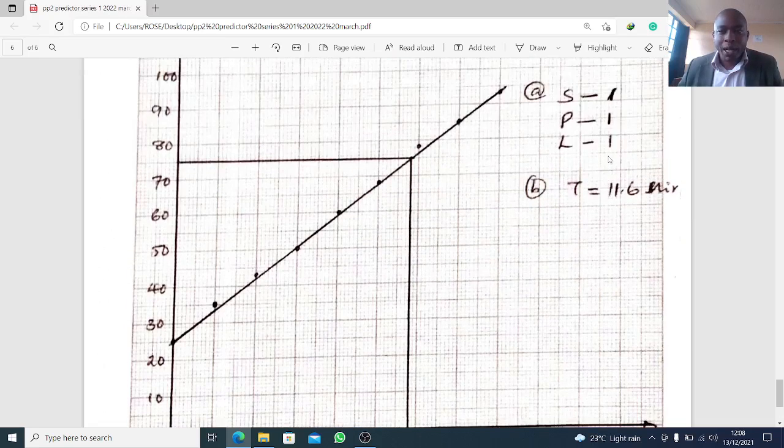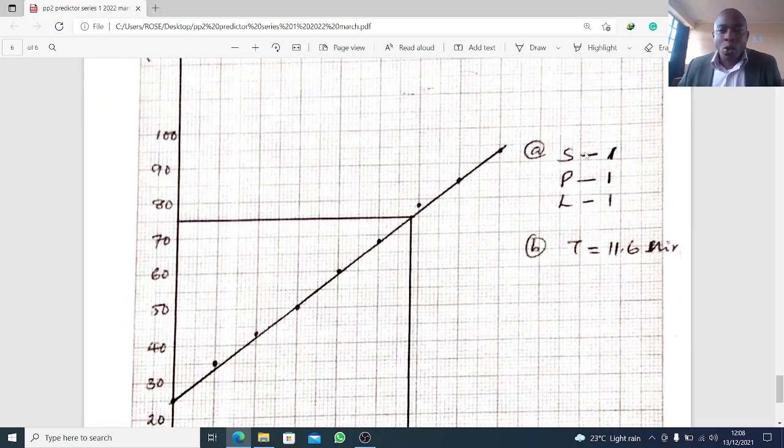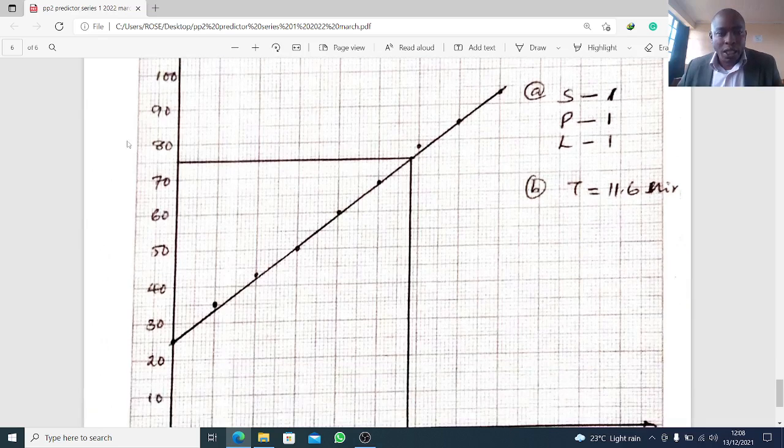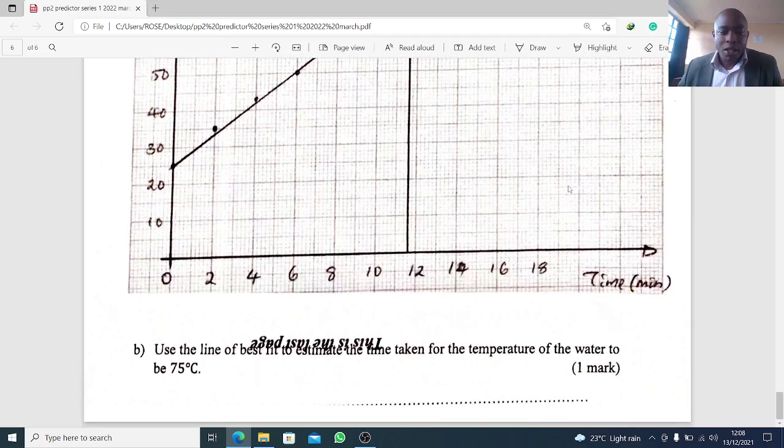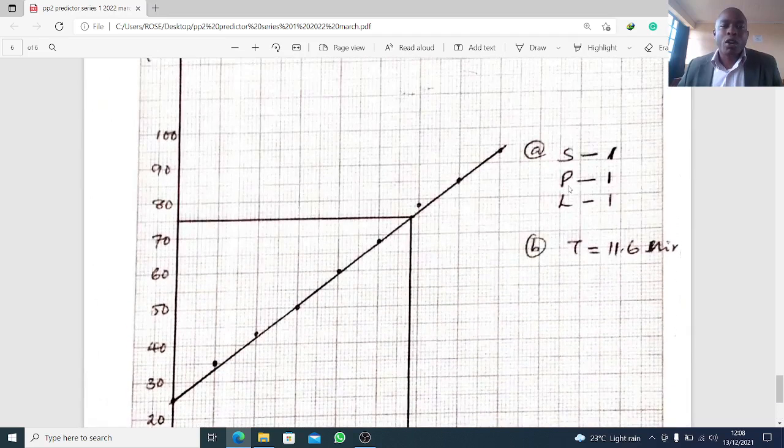11.6 minutes, 1 mark. So there is 1 mark for the scale. If you use a good scale, plotting gets 1 mark, and the line of best fit is 1 mark. That gives you 3. And also reading 75 going across and reading it to be 11.6 minutes gives you another 1 mark. So that is all for section A.